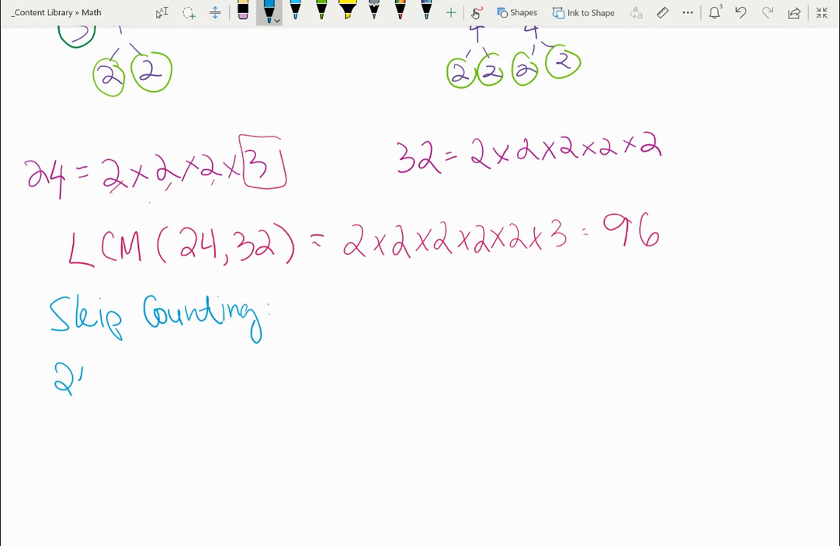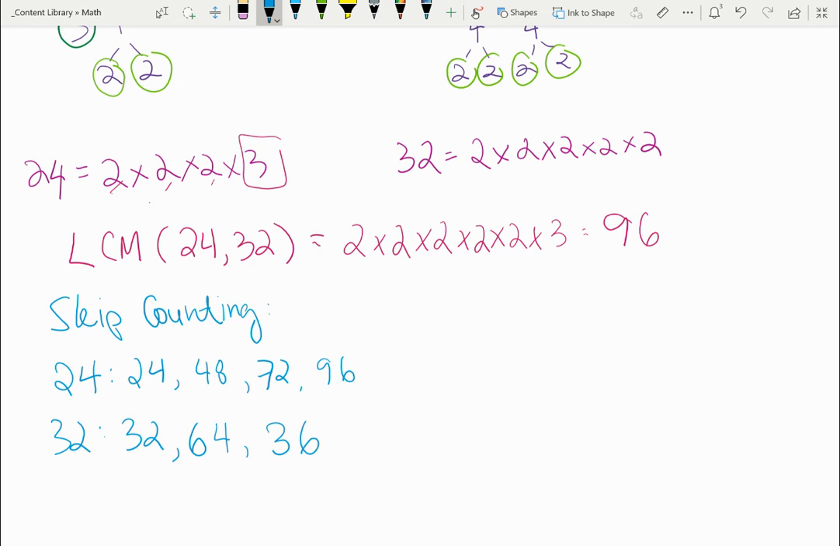Okay, so let's write out 24, 32, 24 times 1 is 24. Add on 24, we end up getting 48, 72. Miss N does not have a calculator out with her right now, just going on a whim here. Add the 24, 96. Well, there's our answer in question there after 4 counts. Okay, now we're going to skip count 32. We've got 32, 64. Add 32 to end up getting 96.